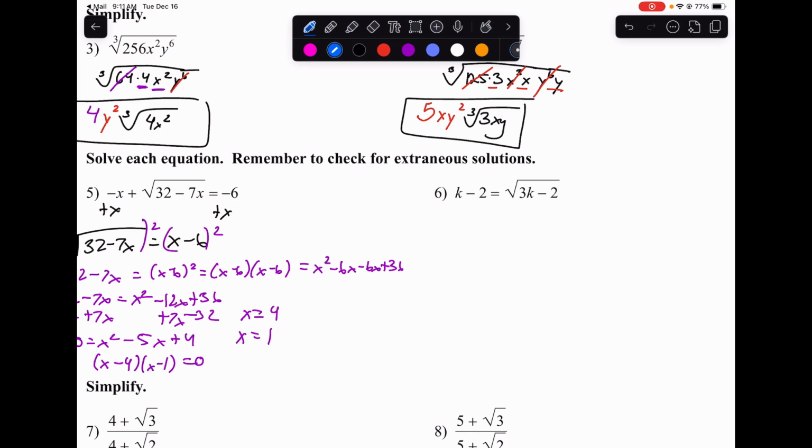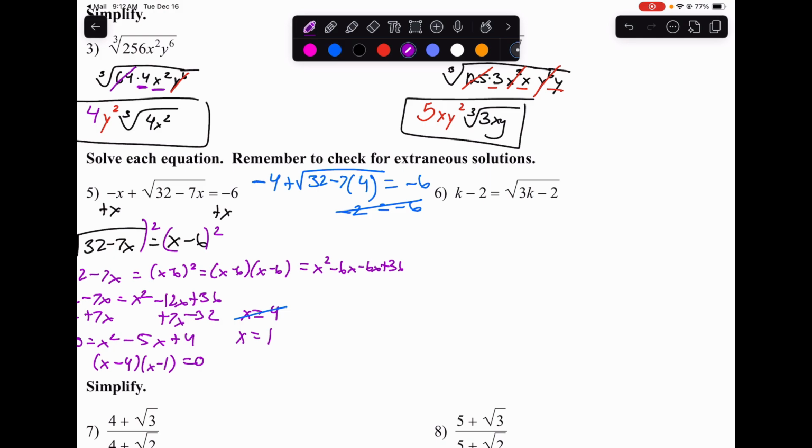So I'm going to say I plug a negative in here, so I get negative 4 plus the square root of 32 minus 7 times... All right, so I plug in the 4. This part I can just plug into my calculator. So we end up with negative 4 plus the square root of 32 minus 7 times 4. And I get that negative 2 is equal to negative 6, which is false. So this 4 is actually a bad answer.